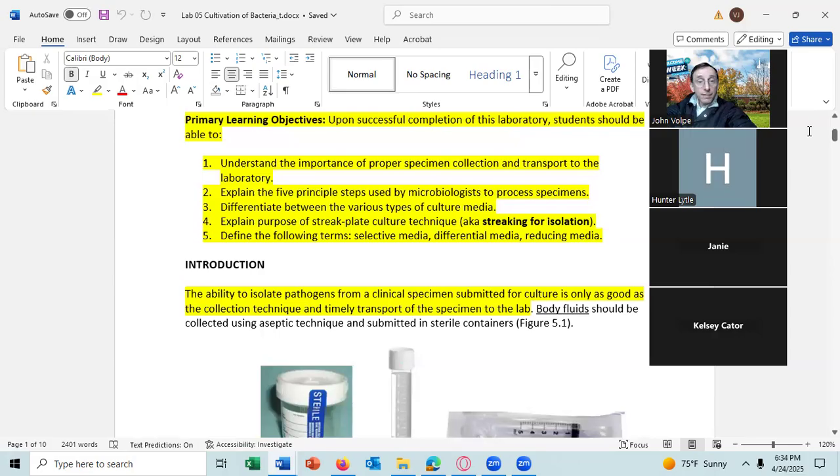The learning objectives for this lab are: one, be able to understand the importance of proper specimen collection and transport to the lab. Two, explain the 5 principal steps used by microbiologists to process specimens. Three, differentiate between the various types of culture media. Four, explain the purpose of streak plate culture technique, aka streaking for colony isolation. And five, define the following terms: selective media, differential media, and reducing media. Any questions about what we're going to be doing?